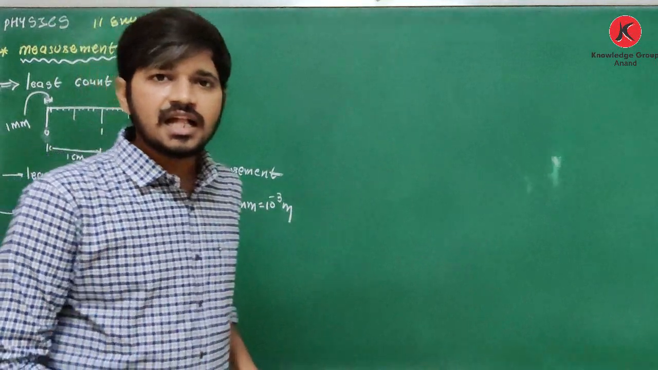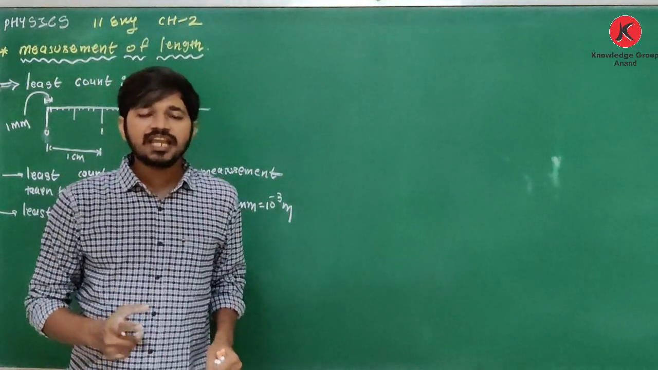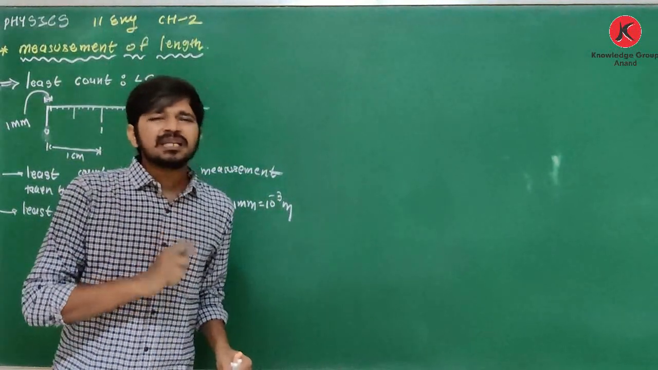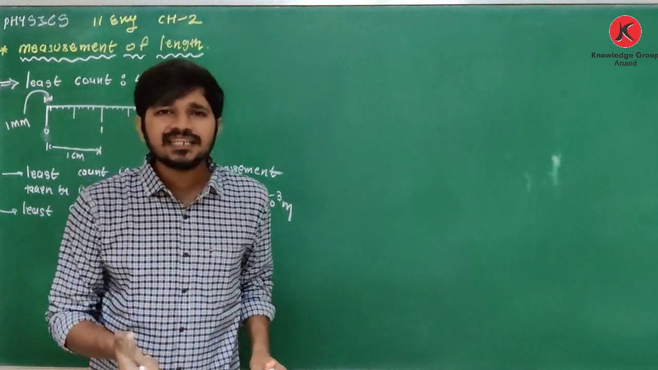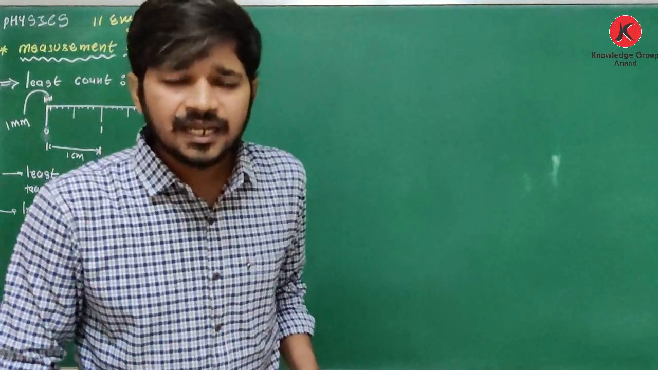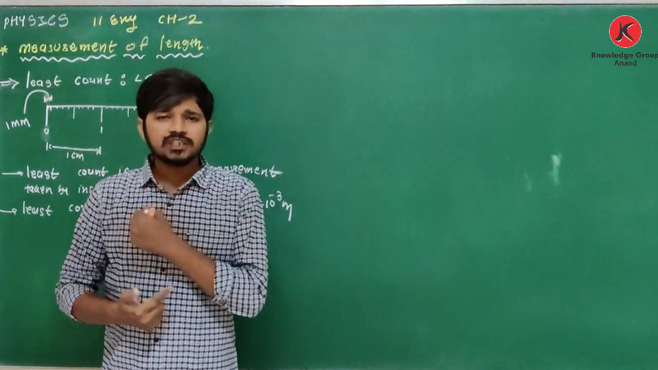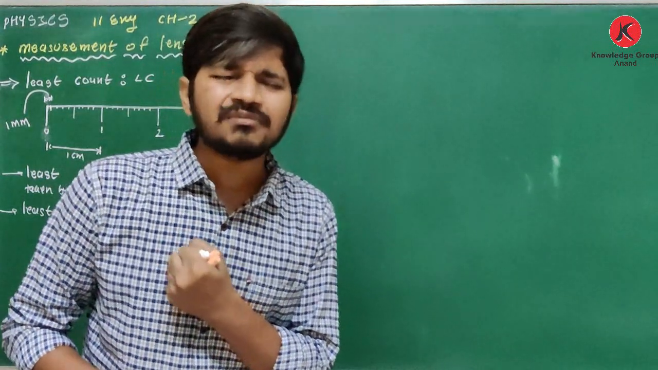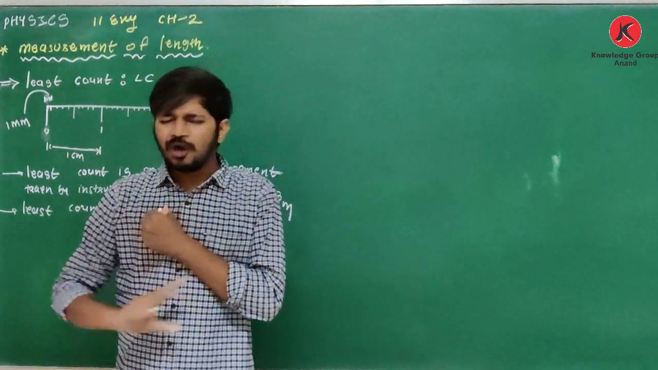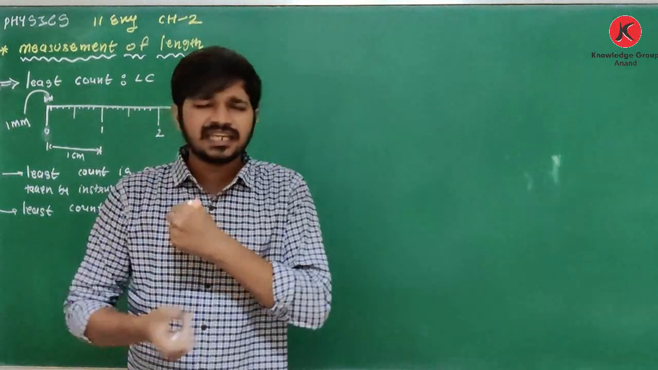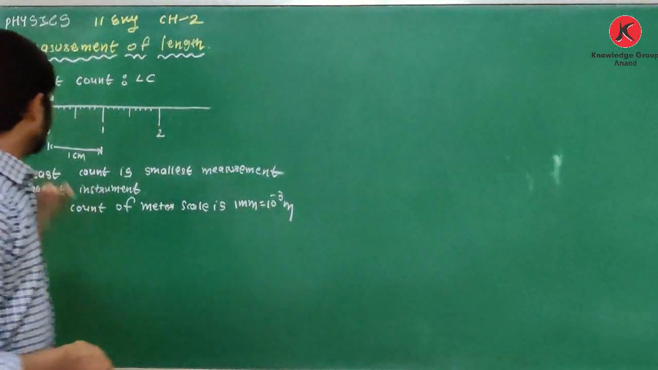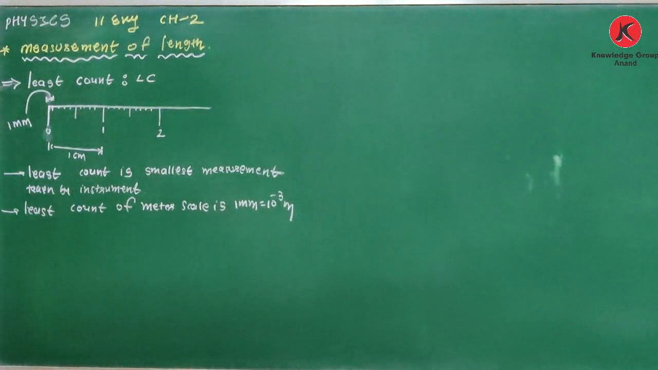If you look at a watch, there are three hands: hour hand, minute hand and second hand. What is the minimum measurement taken by that watch? That is 1 second. It means the least count of a watch is 1 second. You can measure a minimum time of 1 second, and you cannot measure a time less than 1 second with the help of a watch. Clear? That is the meaning of least count.